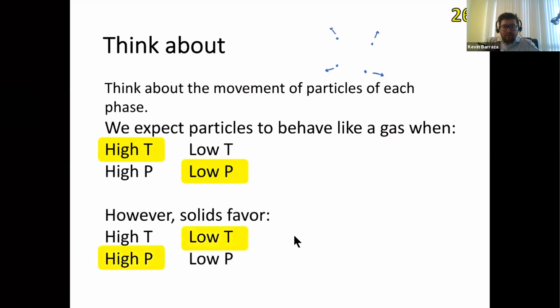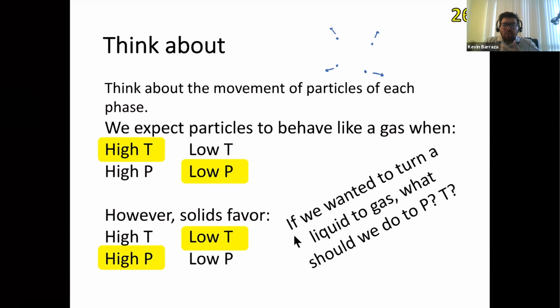And solids would be the opposite, right? Cool them down so their particles can't break free and really cram them so they don't take up a lot of space. So we can do this kind of analysis to figure out what's the best way to go from one phase to the next. So say if we wanted to turn a liquid to a gas, what should we do to the pressure and the temperature? So it's a liquid right now. We want to turn it into a gas. Well, we would want to do some combination of heating it, high temperature, and low pressure.